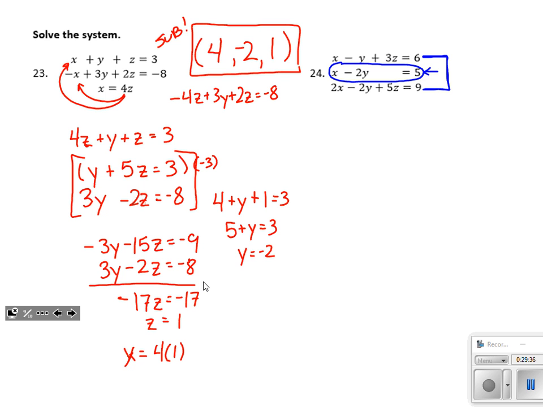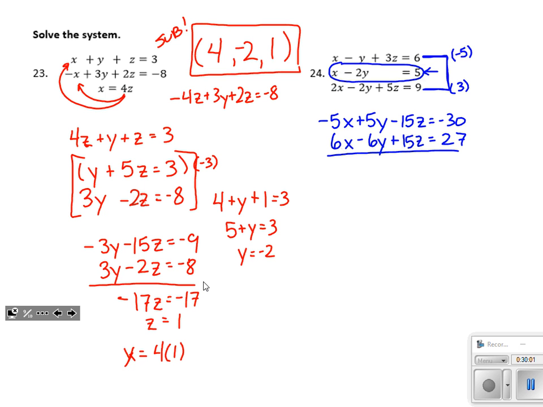So let's see, what are the adjustments we have to make? I have to multiply the top one by negative 5 and the bottom one by positive 3. That will set up the z's to eliminate. Negative 5x plus 5y minus 15z equals negative 30. And then the bottom equation, when it's rewritten, 6x minus 6y plus 15z equals 27. We know the z's are going to cancel out. I get 1x minus 1y equals negative 3.